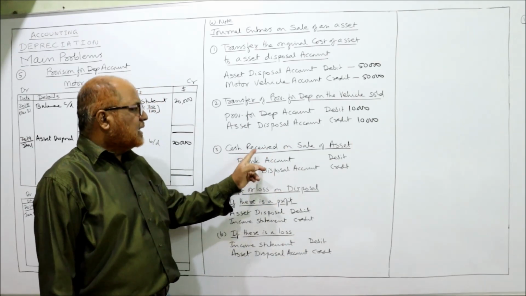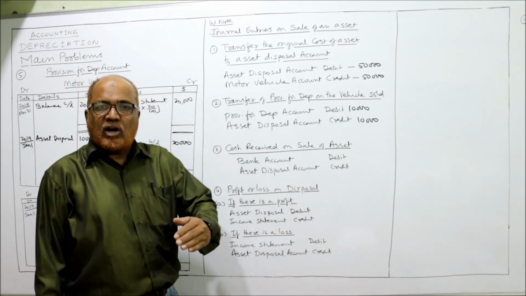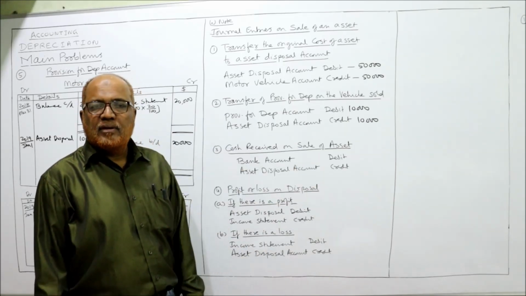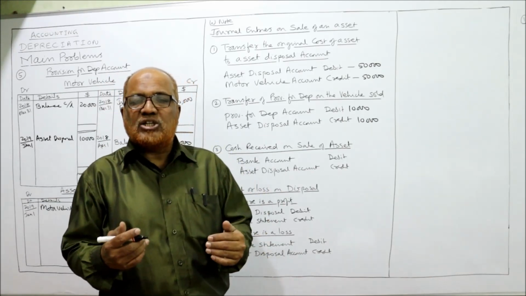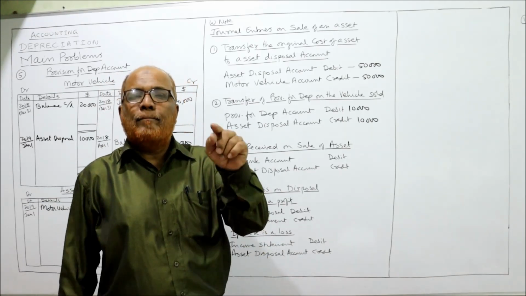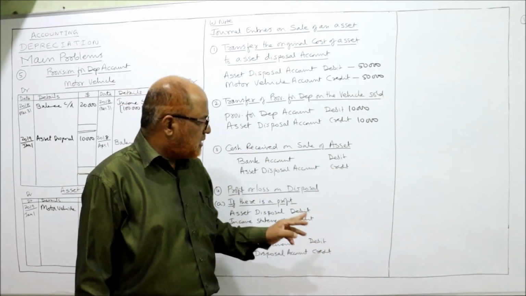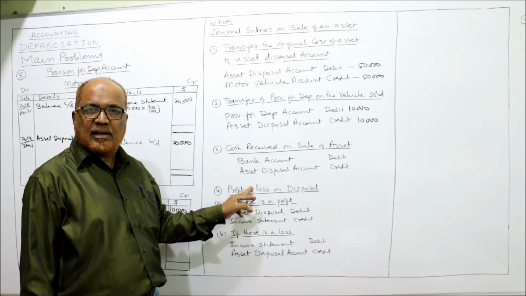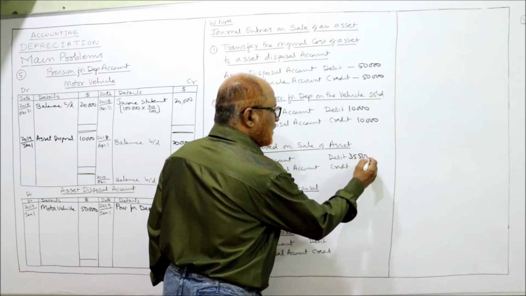The third entry is cash received on sale of the asset. At what price was the motor vehicle sold? 35,500. The asset was sold for 35,500. So we are getting the cash. So the entry will be bank account debit, asset disposal credit. What is the amount? $35,500.